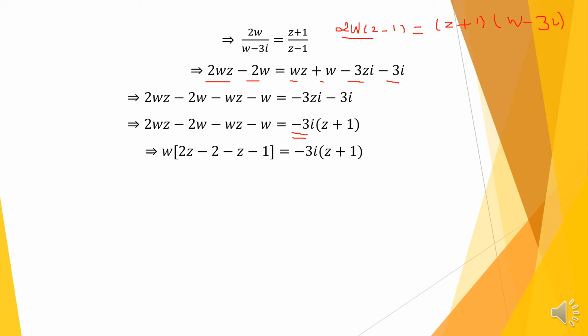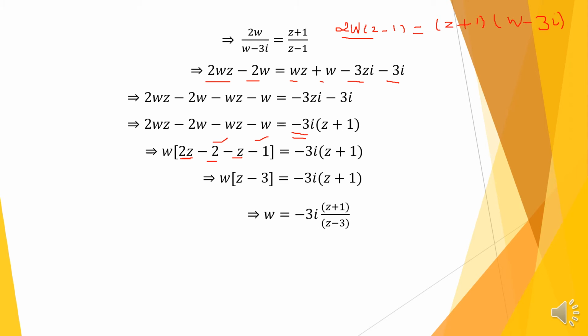Now in the left hand side, the common factor is w, so take out w into, the remaining factor in the first term is 2z, in the second term is minus 2, in the third term is minus z, and in the last term is minus 1. Now again simplify. So this is w into 2z minus z is plus z, and minus 2 minus 1 is minus 3, is equal to, no change in the right hand side, that is minus 3i into z plus 1.